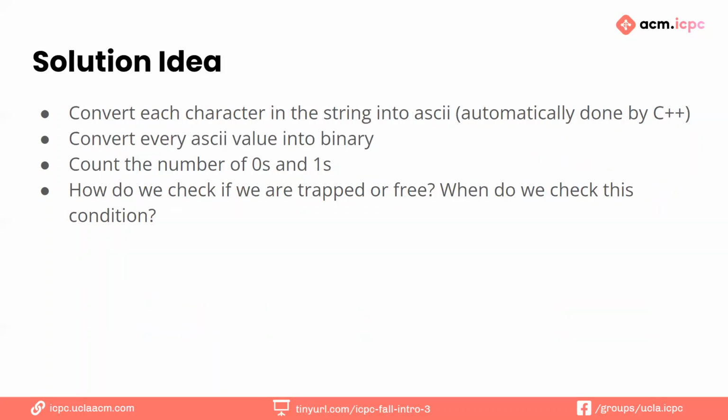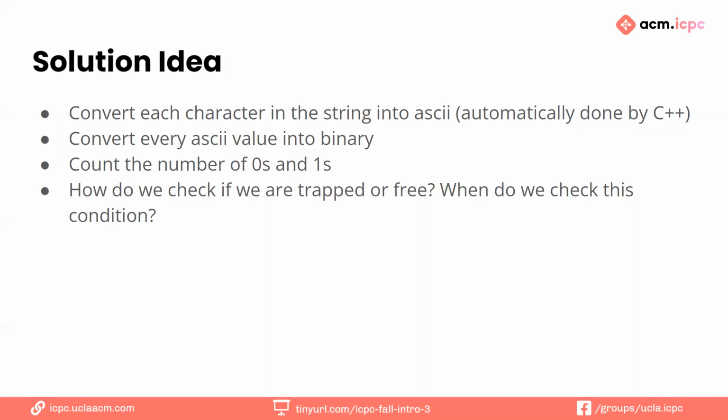So now let's generalize this idea. What are the steps that we need to do in order to get our solution? First, we convert each character in the string into its ASCII value, which is done automatically by C++. After that, we'll convert each ASCII value into binary using the conversion that we used from decimal to base 2. And then in the resulting string, we will count the number of zeros and ones. And finally, we need to check if we are trapped or free.